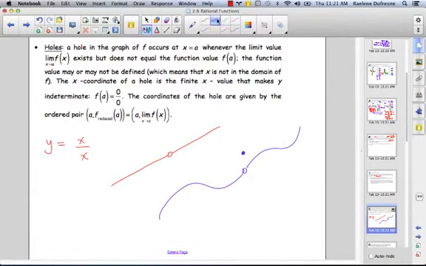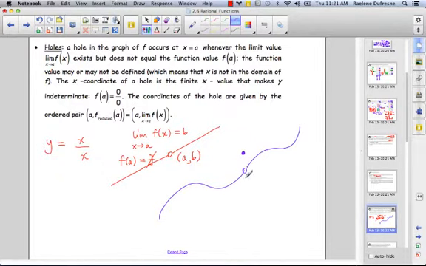In the red case, we have a limit value as x approaches a. Let's say that the hole here is at a comma b. So we would say that the height of the hole is the y-coordinate b. But we would also say that f of a does not exist. It's not defined to be anything.